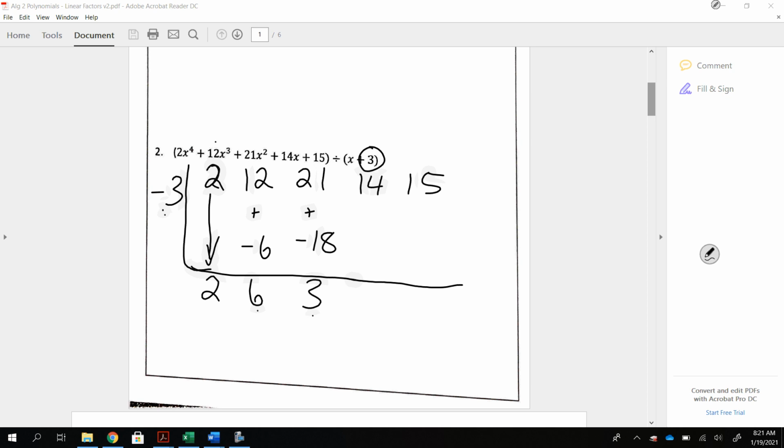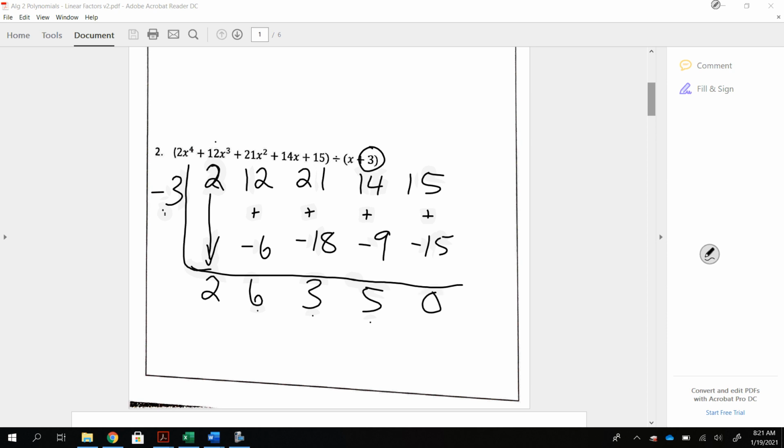Negative 3 times positive 3 is negative 9. 14 plus negative 9 or 14 minus 9 is 5. And then last one, negative 3 times positive 5 is negative 15. Negative 15 plus negative 15, or sorry, positive 15 plus negative 15 or 15 minus 15 is 0.